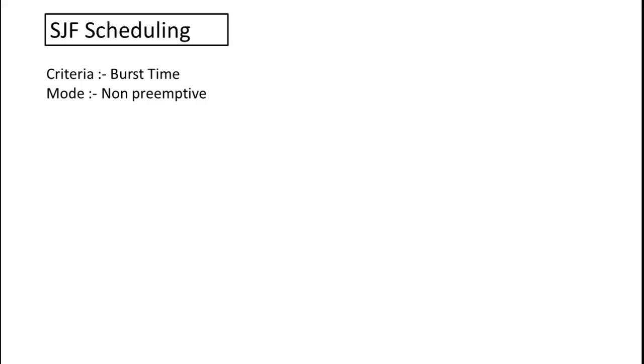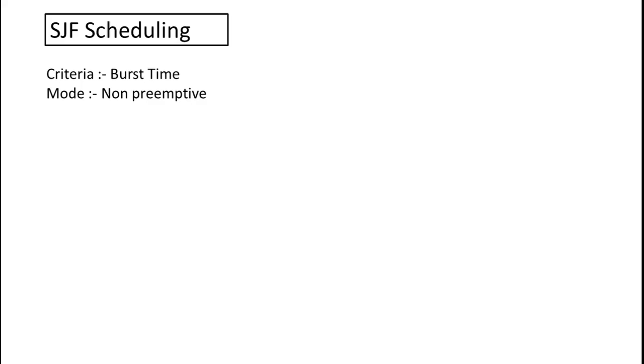As per our earlier discussion, in preemptive mode we can stop the process in between the execution, whereas in non-preemptive mode we can't stop any process in between the execution. The second thing is the criteria. First come first serve followed the arrival time, whereas SJF scheduling follows the criteria of burst time. It means whichever process has the shortest burst time will be served first.